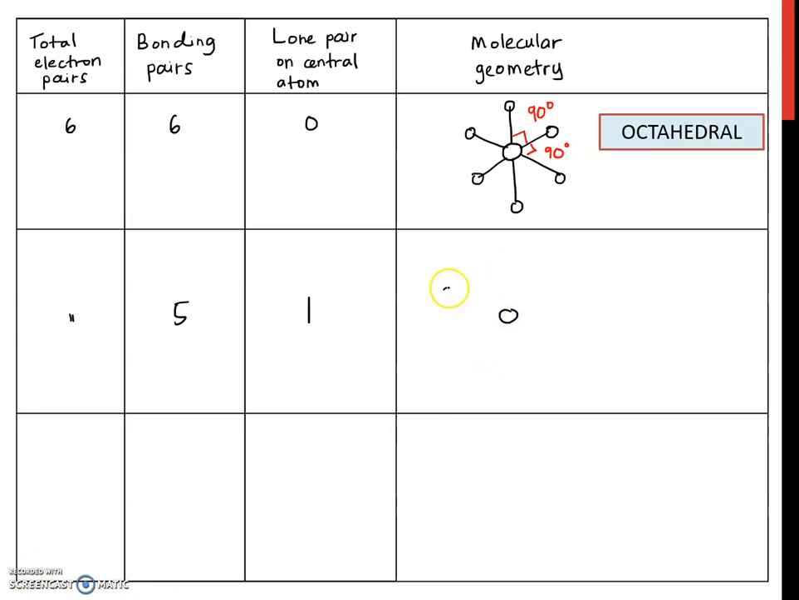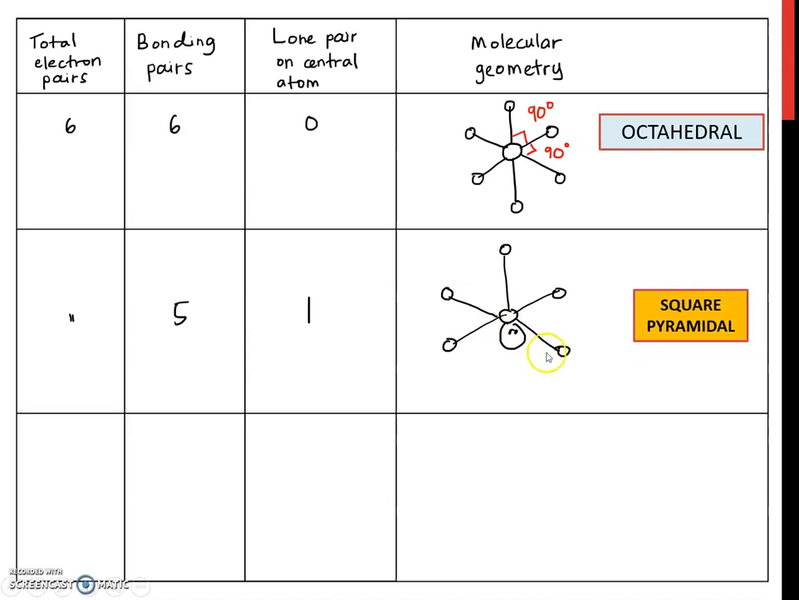So 1, 2, 3, 4, 5. So there's 1 lone pair here. So the structure is square pyramidal. Because we imagine, if in total 6 atoms are bonded to the central atom it is octahedral, but now one becomes a lone pair on the central, and the other is 5 bonding pairs.